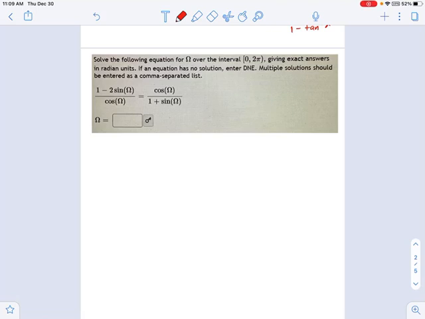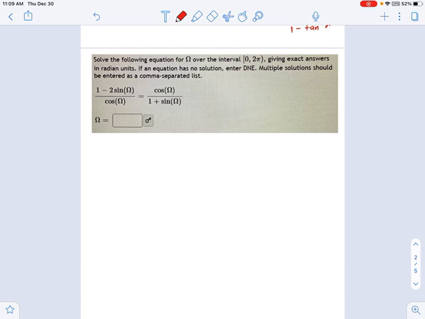So here's a different type of trig equation than we're used to seeing. This one is a rational trig equation. In other words, it's a bunch of fractions with trig expressions in the fractions. Now you can solve this the same way you solve any rational equation for starters. We need to get rid of the fractions.